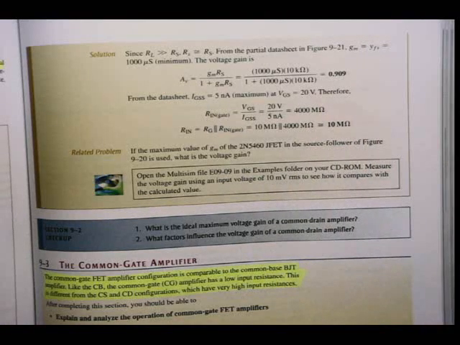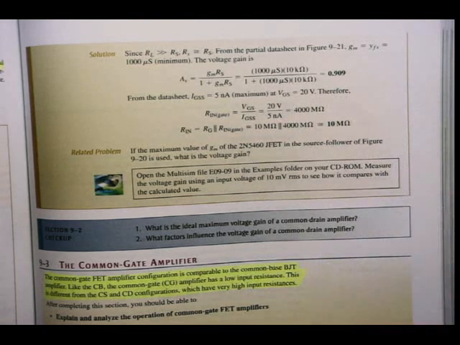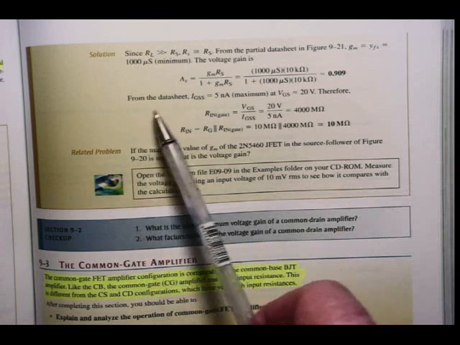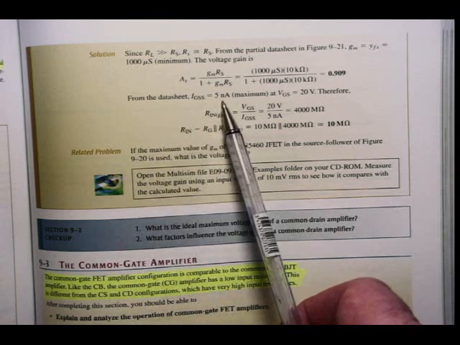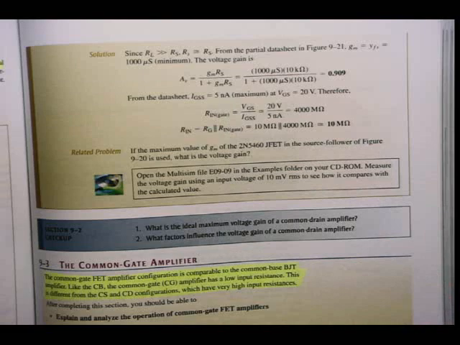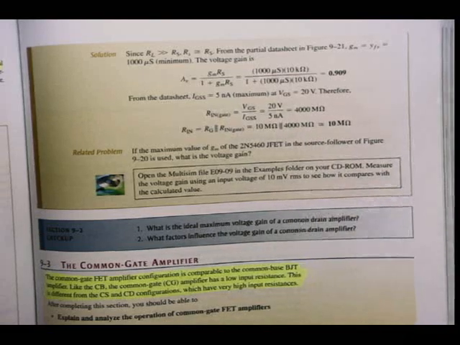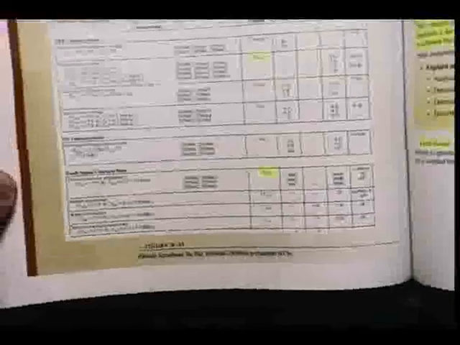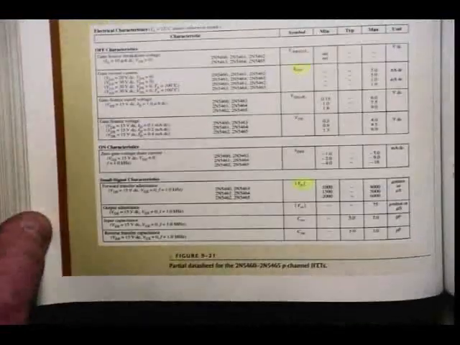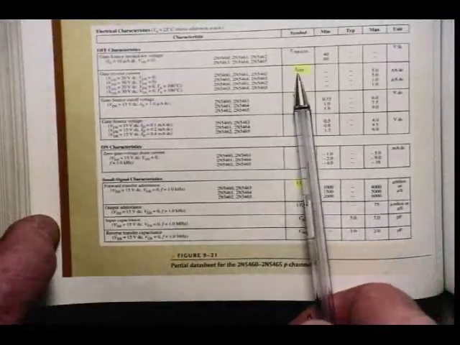You don't have to go and write 909 times 10 to the power minus 3. Remember, that is just for expressing our answers in the metric way. There's no unit or anything used here, so you can write 0.909. Alright, then from the data sheet, I_GSS is 5 nanoamperes maximum at V_GS of 20 volts. Where is I_GSS? Go and look at the data sheet. Can you find it there? There it is.